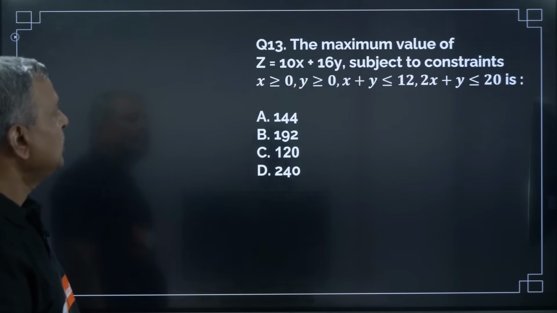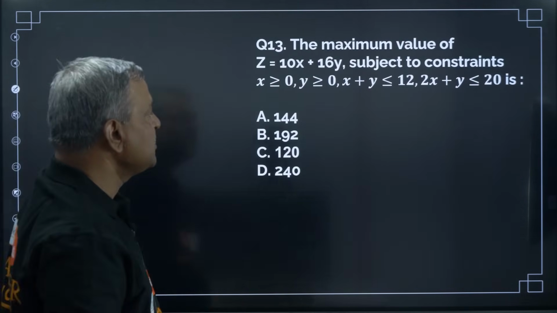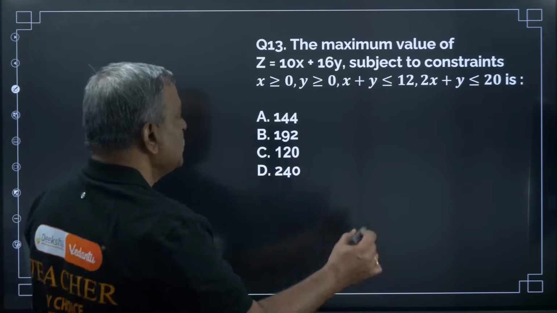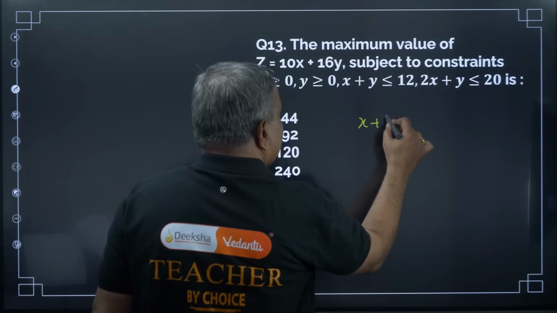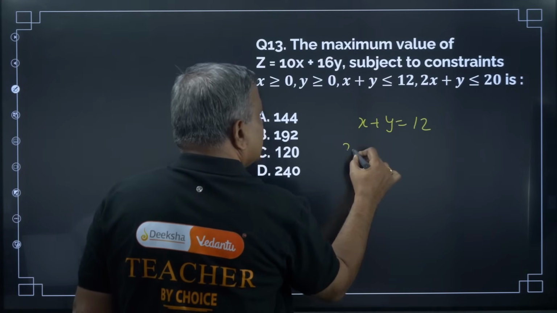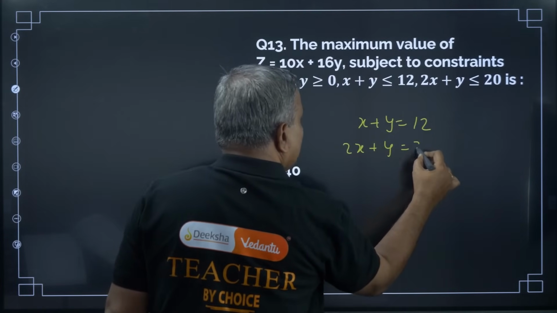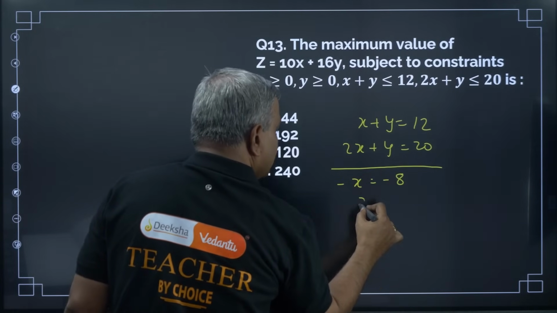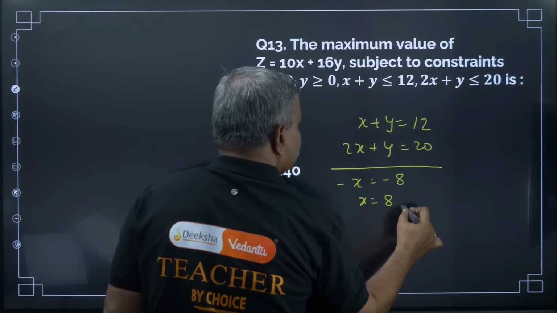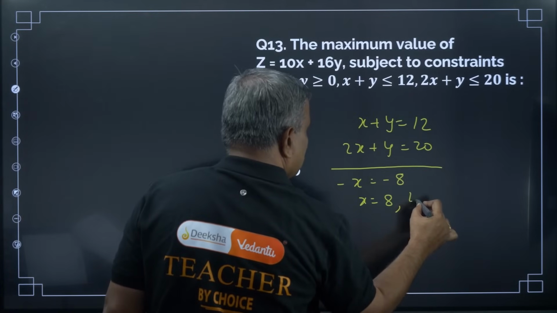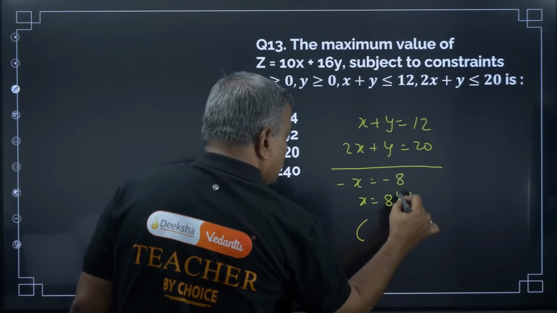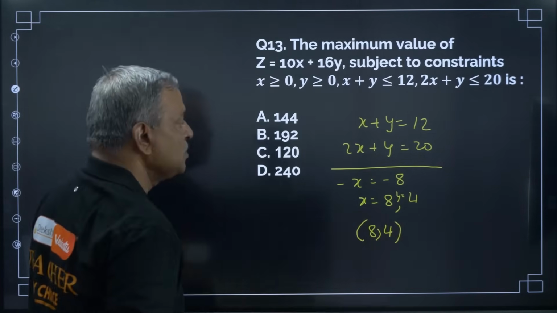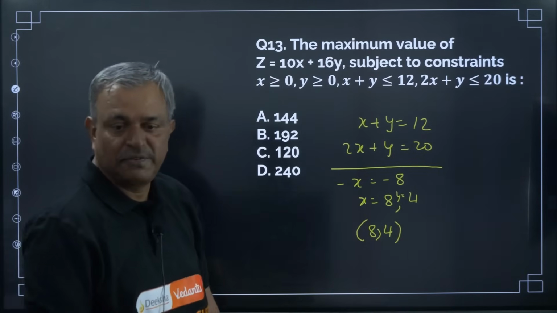Find the maximum value of 10x plus 16y subject to the conditions x plus y is equal to 12, 2x plus y is equal to 20. You solve for the point of intersection. Subtract them, you get minus x is equal to minus 8. So x is equal to 8. When x is equal to 8, y is equal to 4. So you got 1 point, 8 comma 4. That is the point of intersection.